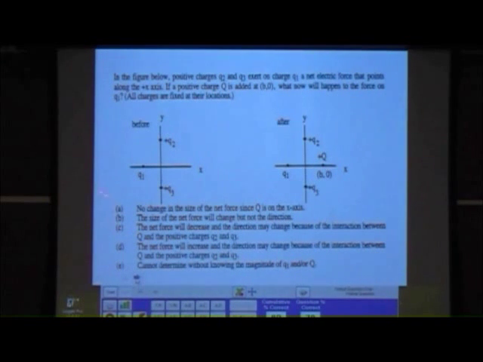You have 5 choices. A, no change in the size of the net force on Q1. B, since Q is on the x-axis, the size of the net force will change, but not the direction. C, the net force will decrease, and the direction may change because of the interaction between Q and the positive charges Q1 and Q3. D, the net force will increase and the direction may change because of the interaction between Q and positive charges Q2 and Q3. E, cannot determine without knowing the magnitudes of Q1 and/or Q.